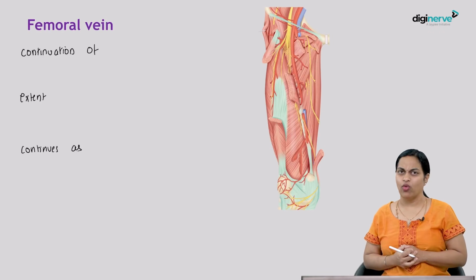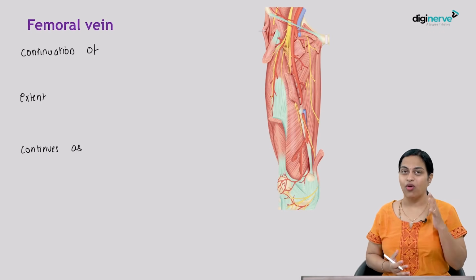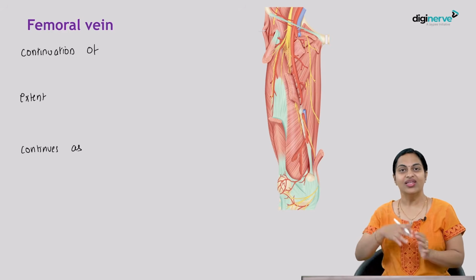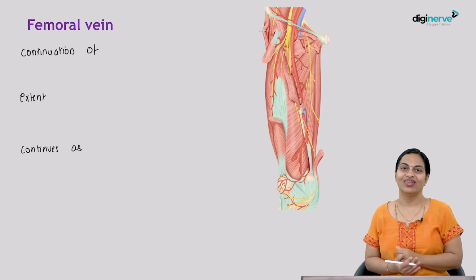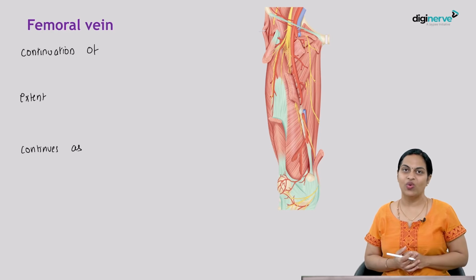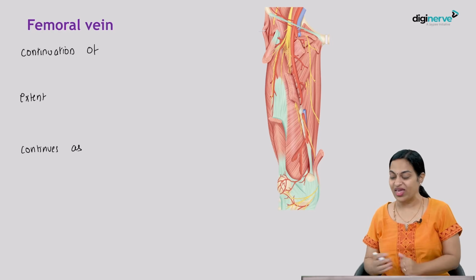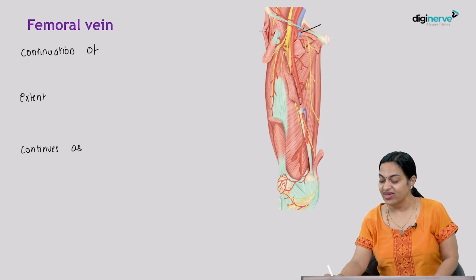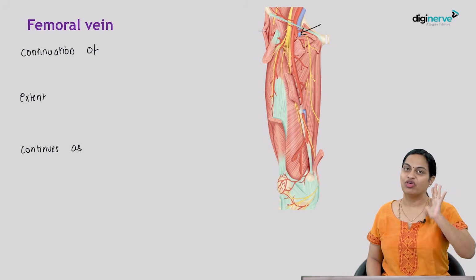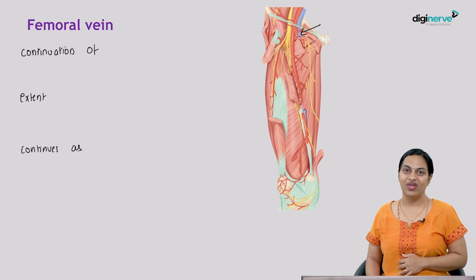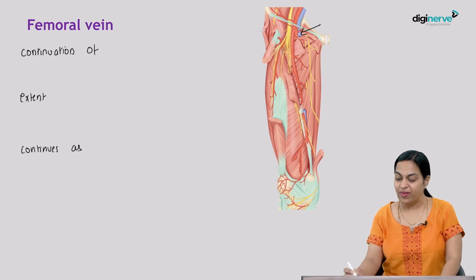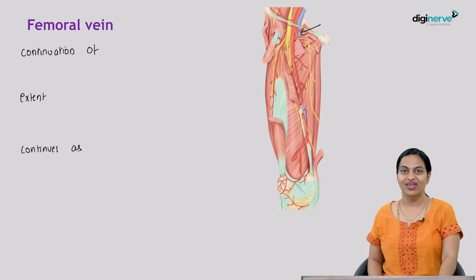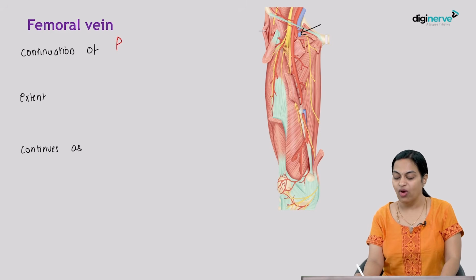So let us start with the femoral vein. Do you think you'll have a problem in identifying femoral vein either in an image-based question or in your spotter examination? Not at all. It is the easiest one to identify because of its location. It is the medial most structure in the femoral triangle. Medial most gives a clue for you to identify the structure. So this femoral vein is a continuation of the popliteal vein.